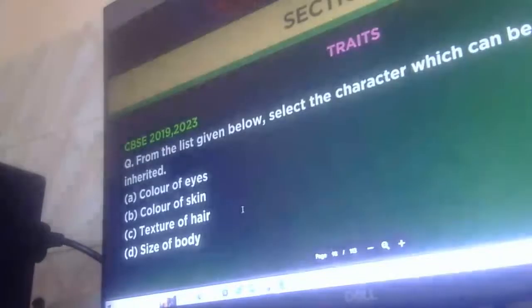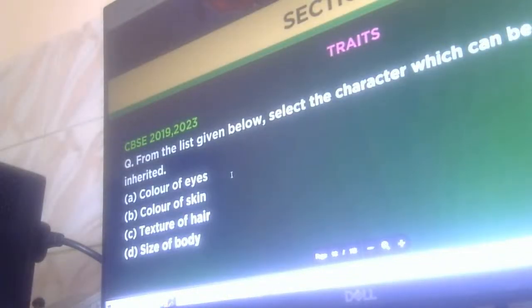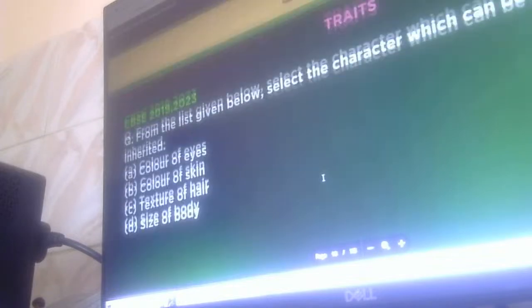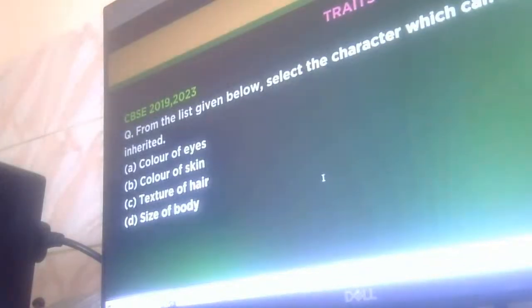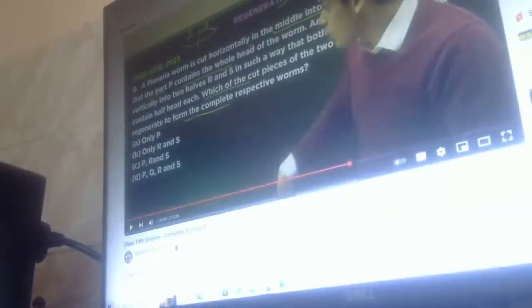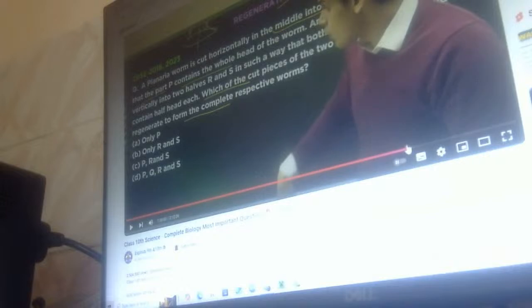Heredity. We have monohybrid and dihybrid cross. As a result, we have to do mathematics here. Find the ratio, percentage. Acquired but not inherited. Acquired is this one. Acquired but not inherited: size of body, I think.